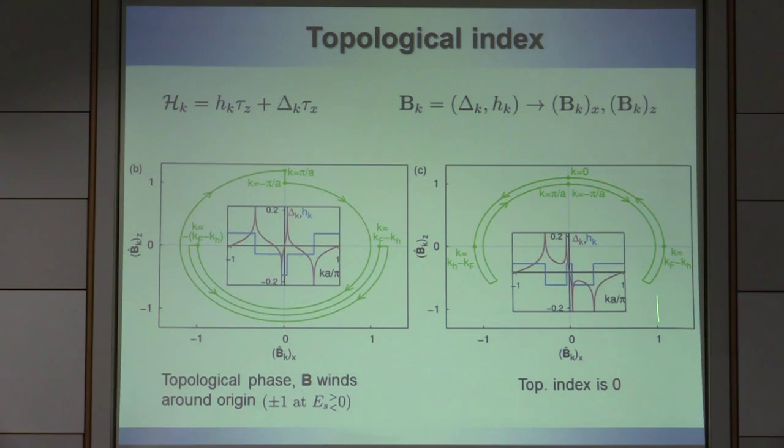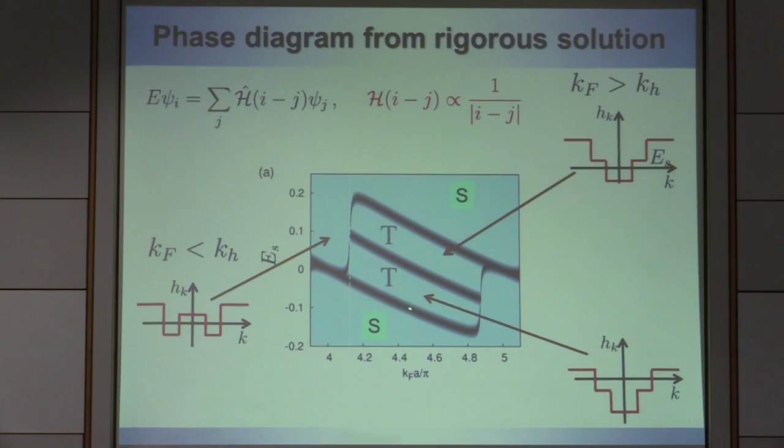And it can do something trivial, meaning without going around 0. And this is topological index 0, it's a trivial topological state. Or it can go around, if you look carefully, actually here it goes around 0, and this is a non-trivial state, and it can go clockwise and counterclockwise, and this is plus or minus 1, and that corresponds to this part of the diagram.